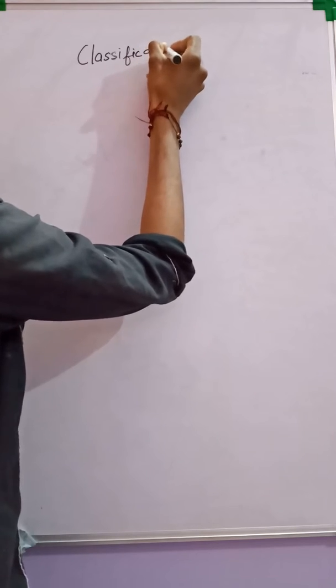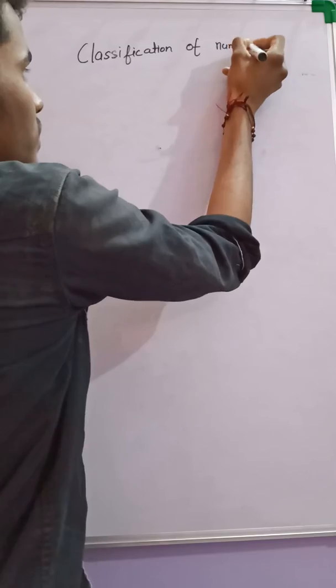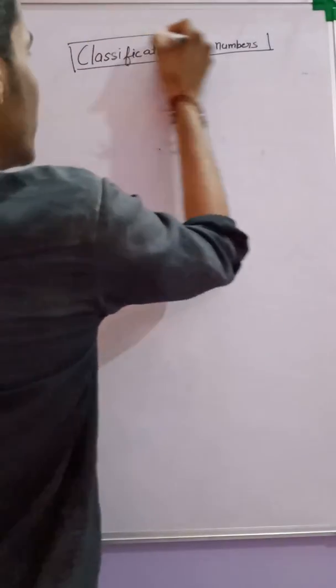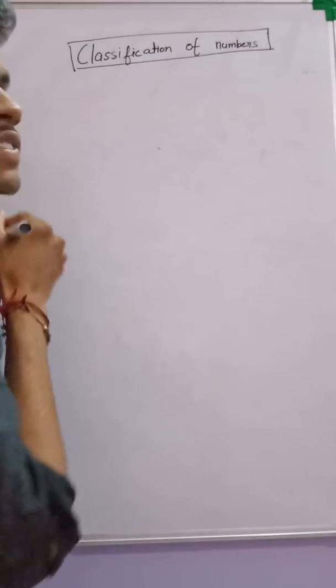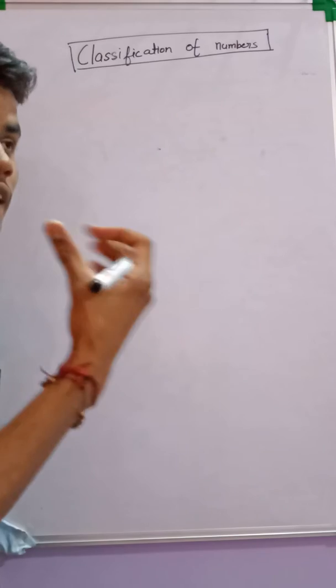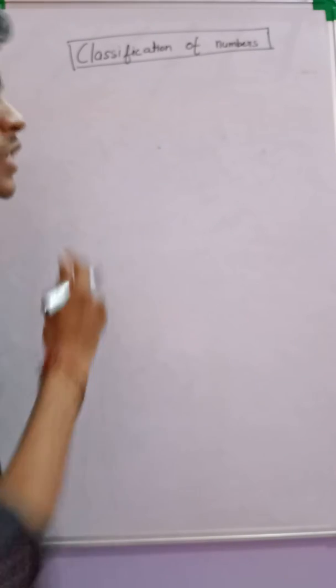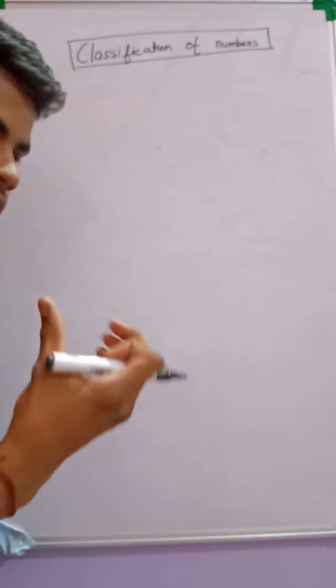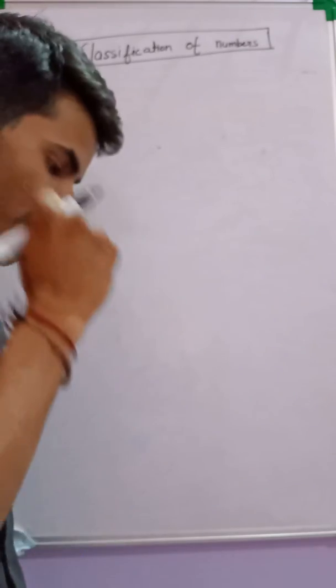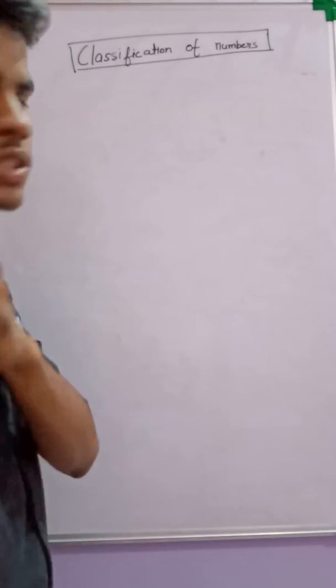Classification of numbers. Number is a very huge thing in this universe. As we know, zero was discovered by the Indian scientist Aryabhata. So it's a very good advantage that Indians should be very good in mathematics. But I will make you best in mathematics.